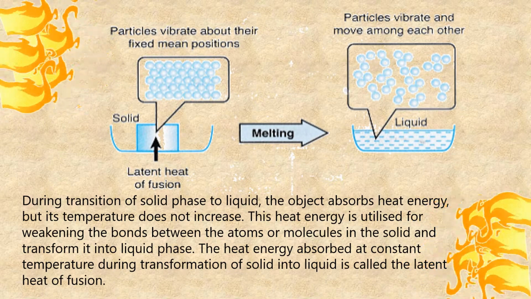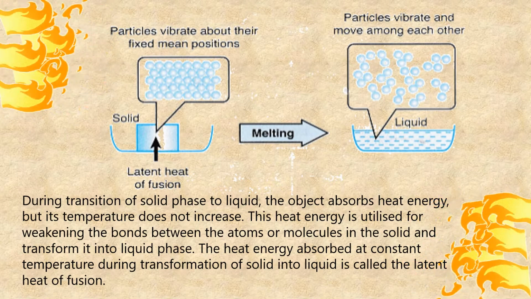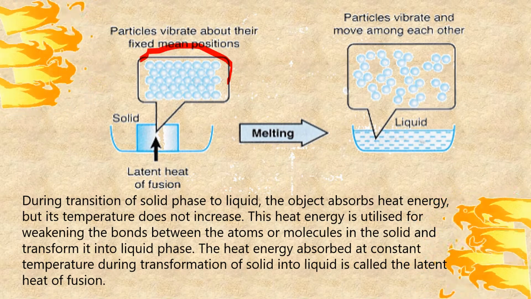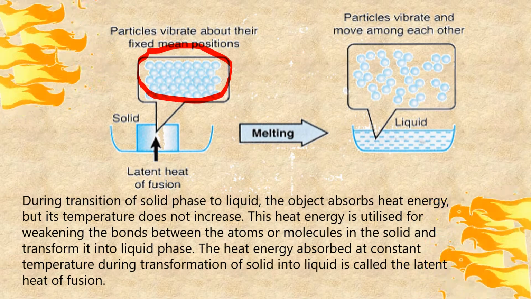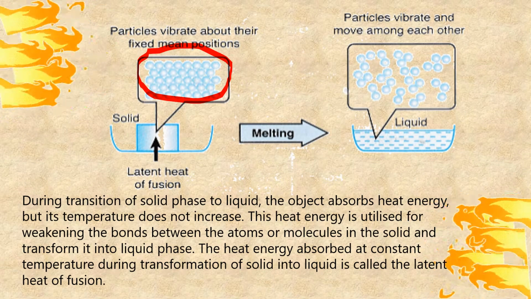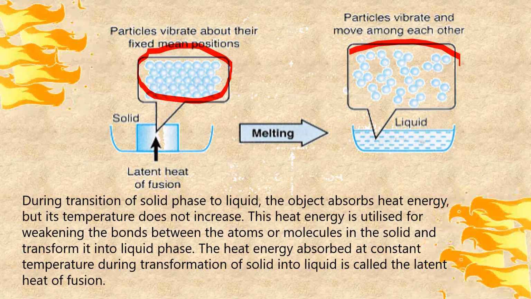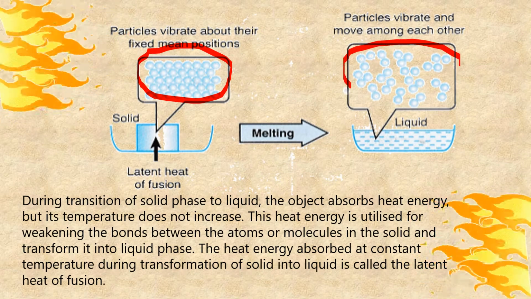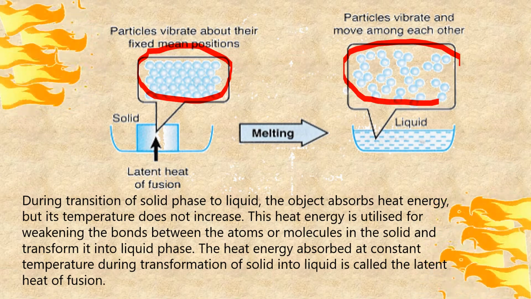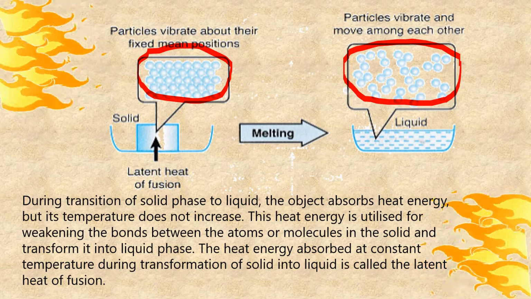Okay, so this heat energy is utilized for weakening the bonds between the atoms. Here you can see solid के बीच में कितने tight bonds हैं particles के. Pay attention to what I'm marking. So this I'm talking about here. You have to see the particles here, how tightly they are packed with each other, and on melting you can see the difference of the particles. They vibrate and move amongst each other, and you can see how loosely they are placed.